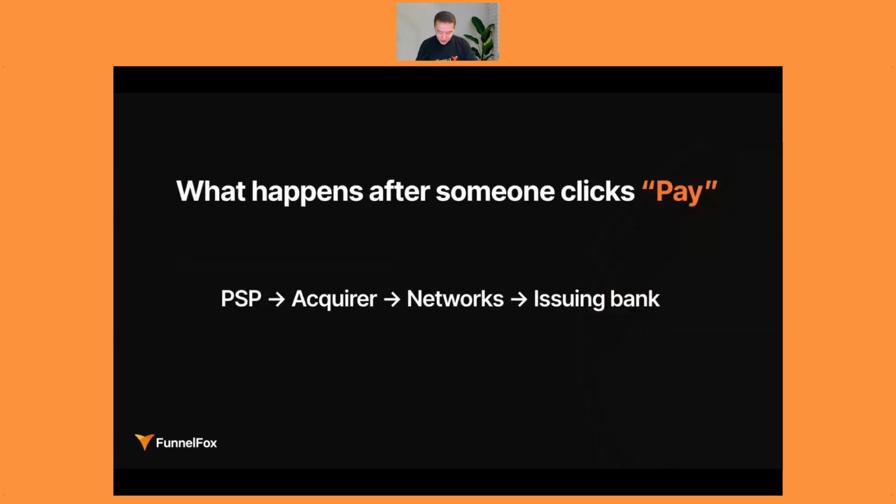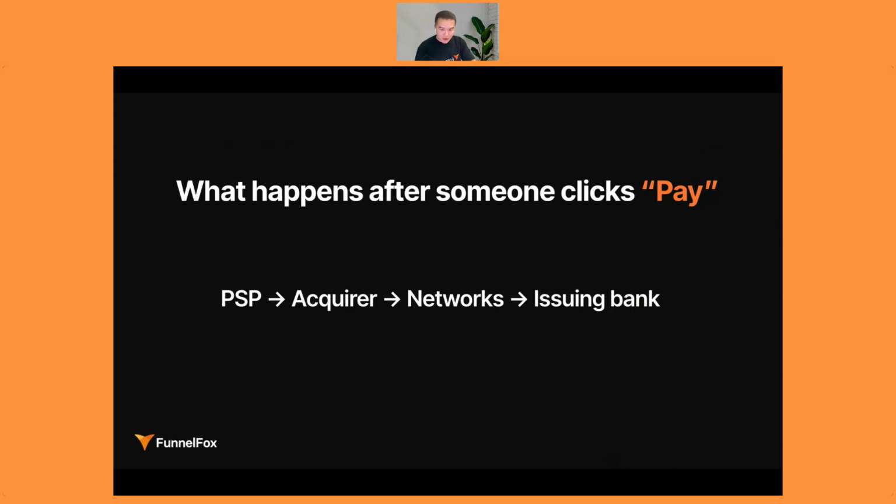And just to talk about orchestration, let's circle back on what happens when users click pay. Usually, of course, they land on your funnel, they click pay, the transaction goes to your payment service provider, let's say Stripe, and then that goes to some kind of acquirer that connects that payment service provider, as I mentioned, with some networks like Mastercard or Visa, and then that goes to the issuing bank of the user, right?